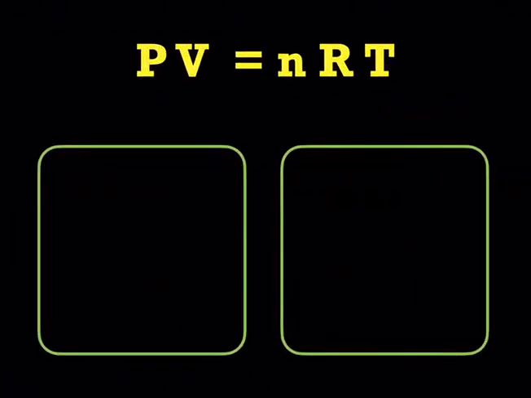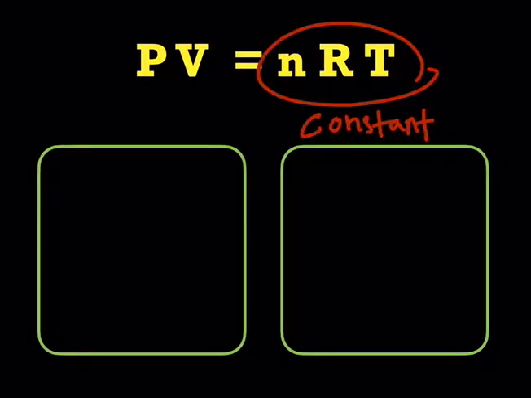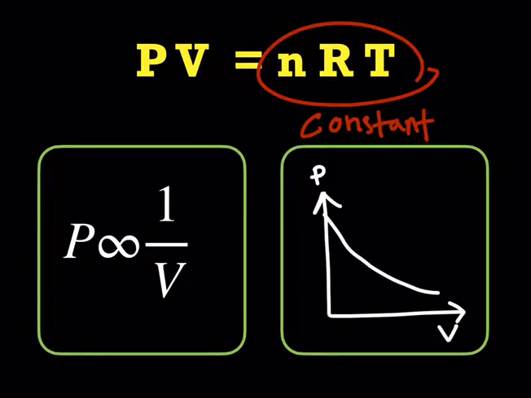Let's have a look at the relationship between pressure and volume first. As you can see, the other values become constant. Therefore, pressure is inversely proportional to the volume. And the graph will look like this.